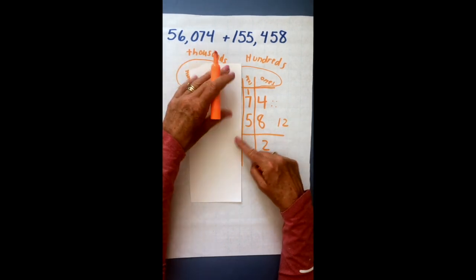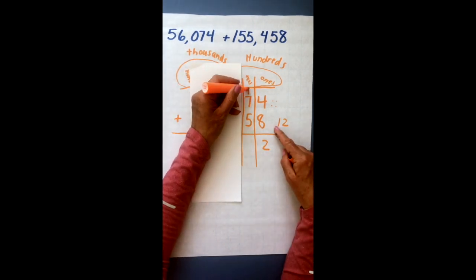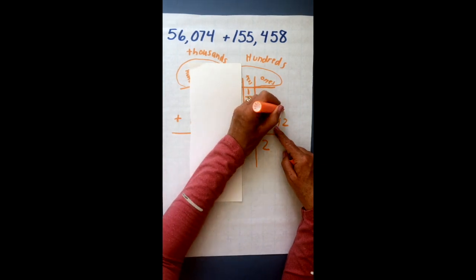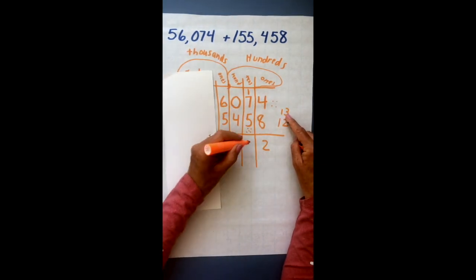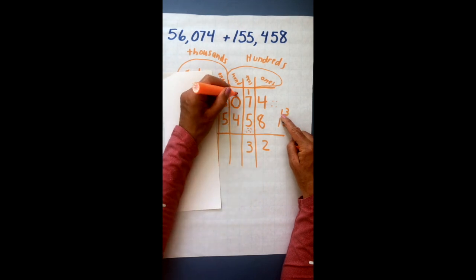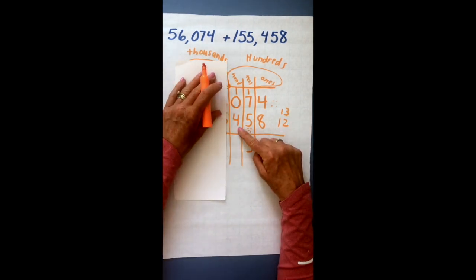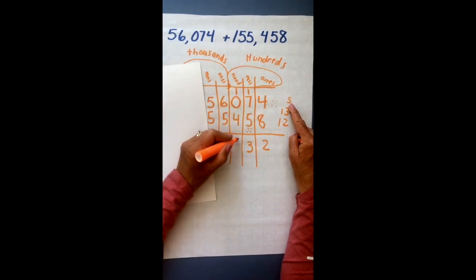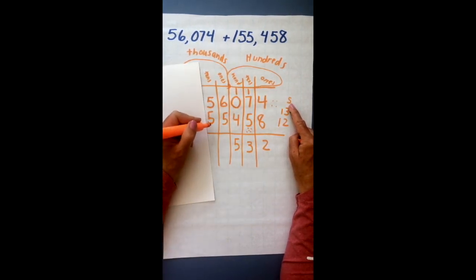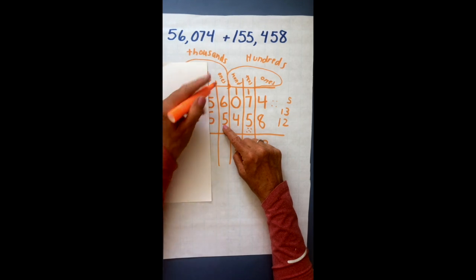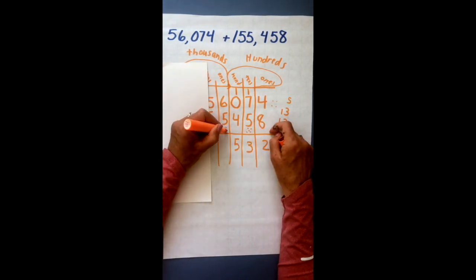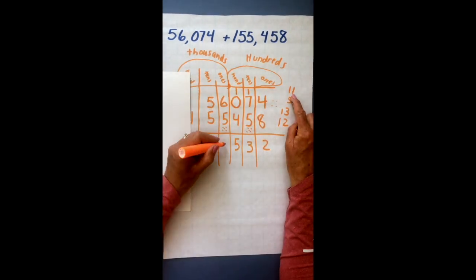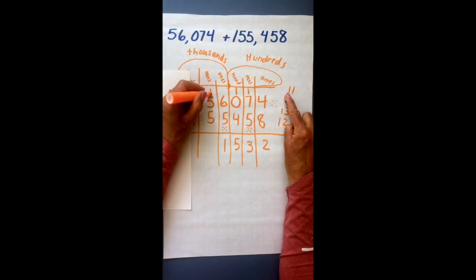Now I'm going to count the tens house. 7, 8, 9, 10, 11, 12, 13. The ones place goes down, the tens place goes up. Now I'm going to go to the hundreds house. 4, 5. There's only one digit, so it only goes down. Now I'm going to go to the thousands place. 6, 7, 8, 9, 10, 11. Remember, the ones place goes down, the tens place goes up.